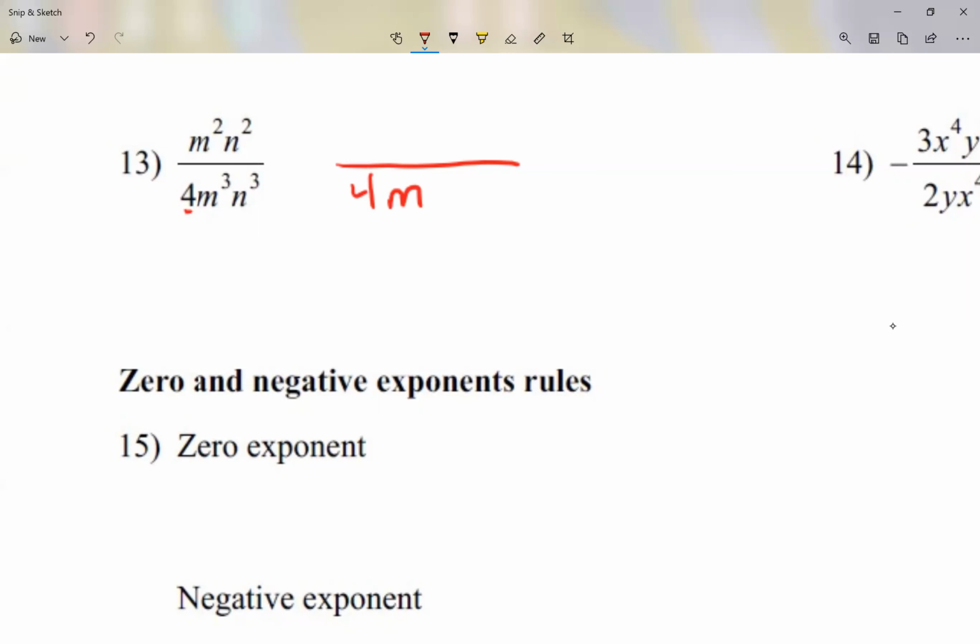Remember, we write it whatever the bigger exponent is. The bigger exponent is at the bottom, so we write it at the bottom. When it comes to n's, I subtract my exponents. I get n to the 1, and I'm also going to write it at the bottom, because the bigger exponent was at the bottom. The top cannot stay empty, so I'm just going to put a 1. My answer with this would be 1 over 4mn.